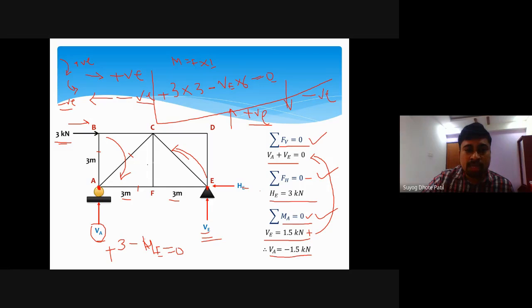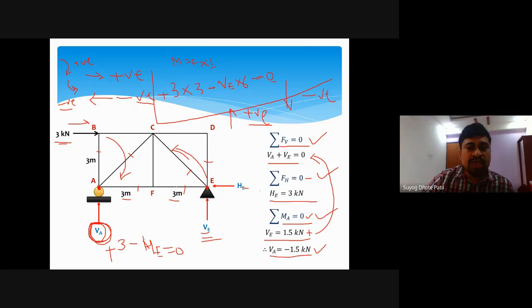It is symmetrical about the CF member. So again, there will be three basic unknowns. So we can't solve it, and we have only one known variable, that is VA, which is 1.5 kilonewton. But with the help of VA, we can't find these three basic unknowns. Again, with the help of these two known forces, we can't find these three basic unknowns.